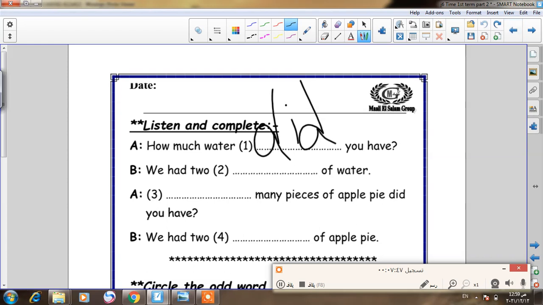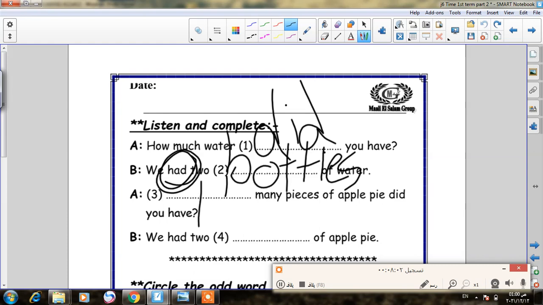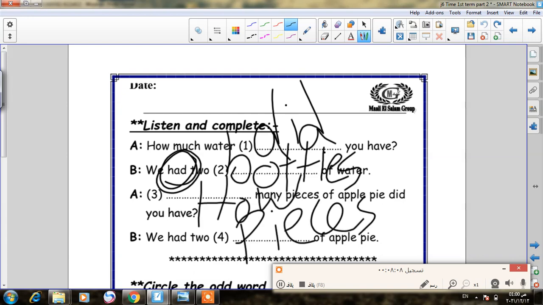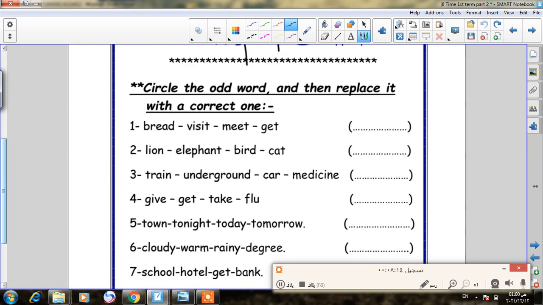And of course, here I said did because in the answer we have the verb in the past, had. We had 2 bottles of water. We had 2 bottles. How many pieces of apple pie did you have? How many? We had 2 pieces of apple pie. After that, moving to the following question, circle the odd word and then replace it with a correct one.